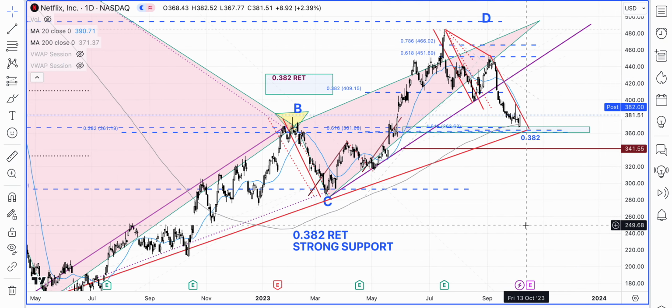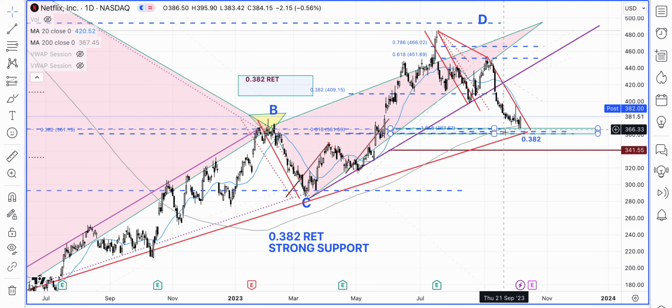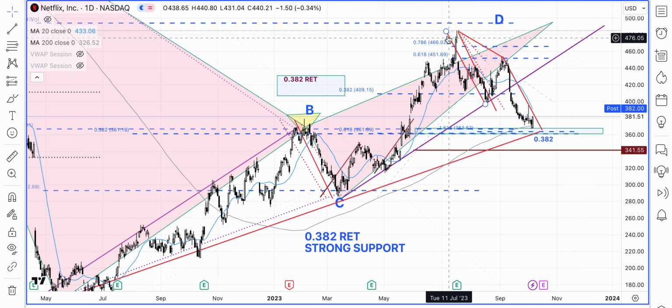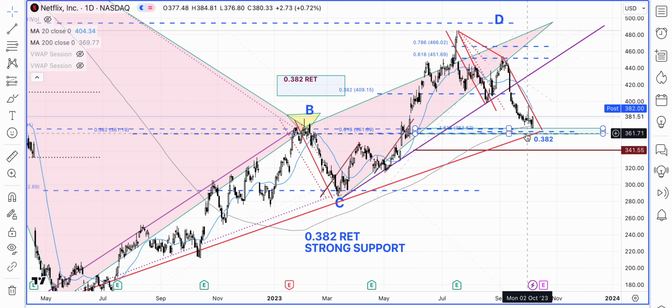So the Netflix one is really interesting because, in my opinion, it has actually completed our pattern formation. We were watching for this zone, which is drawn like this. We were watching this 38.2% Fibonacci retracement. Also, it has done a nice one-to-one price projection, the ABCD, right at the 38.2% Fibonacci retracement. It is a pretty strong pattern formation. So this is going to be a pretty strong support.